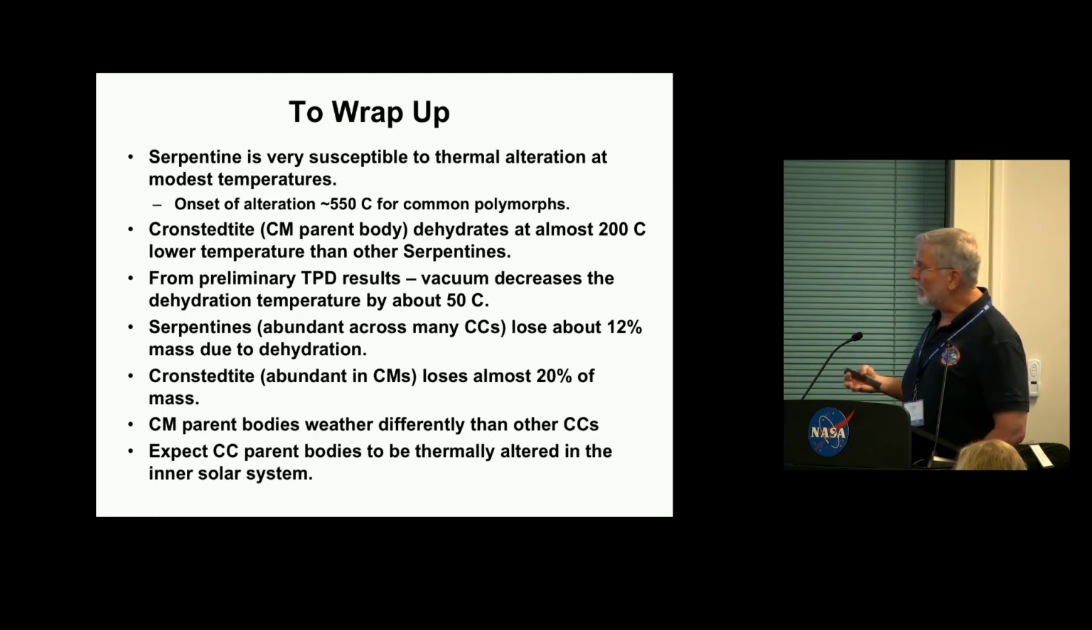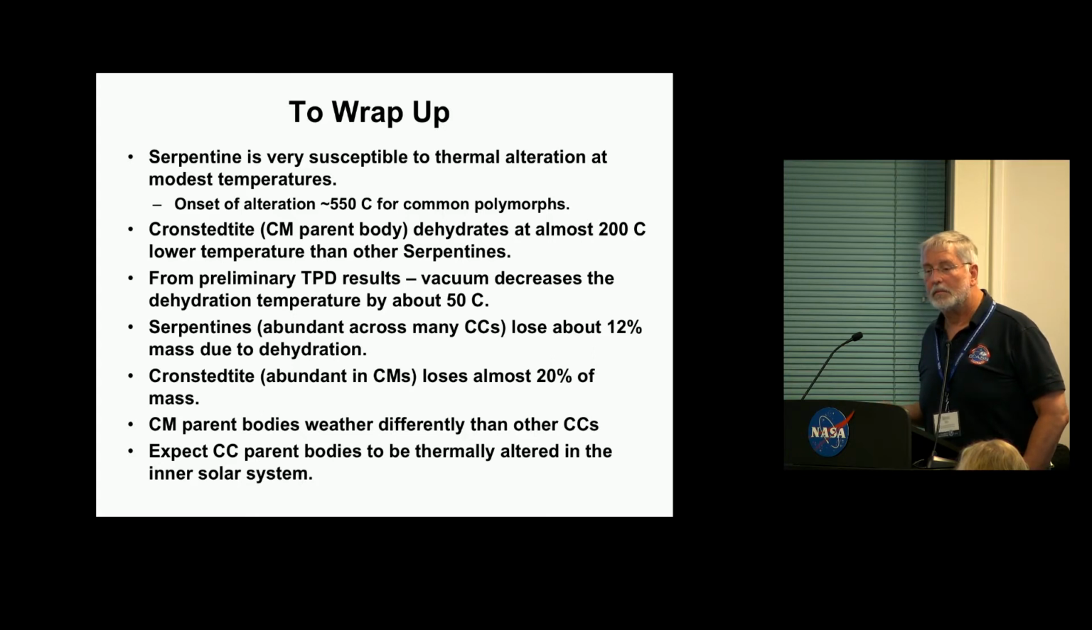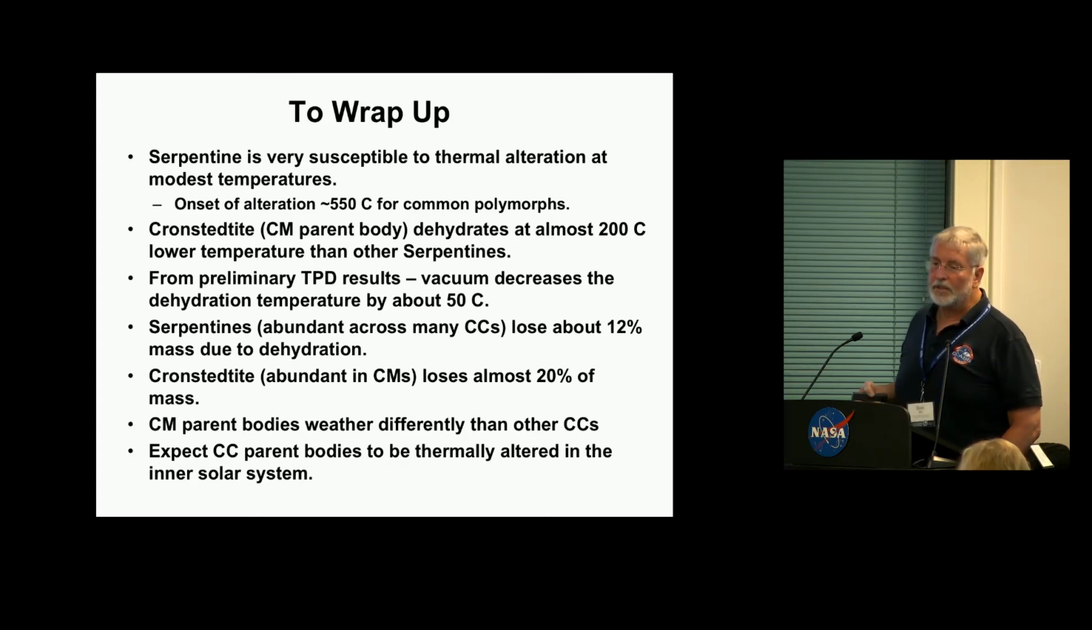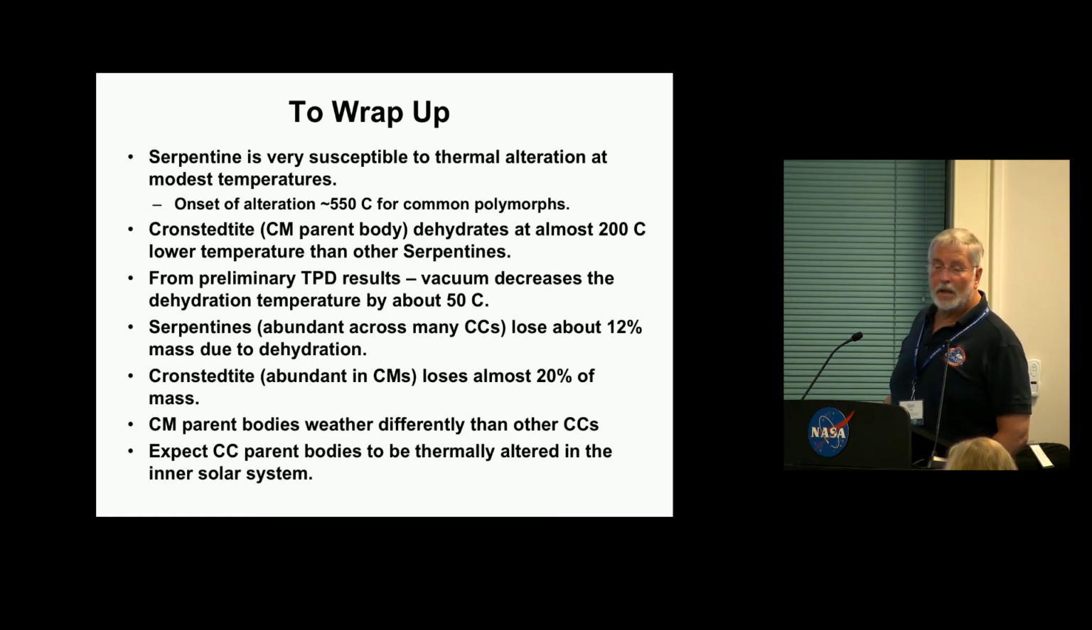And basically you should expect that all of these dark volatile-rich asteroids in the solar system are going to be thermally altered. And the spectra is not really a great guide to what you get, because you can have vastly different spectra and the same things.